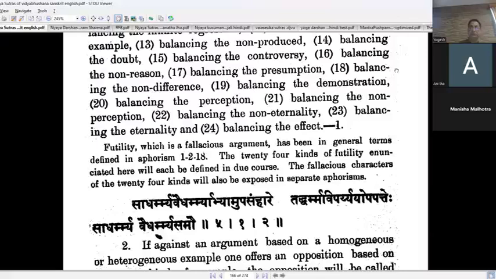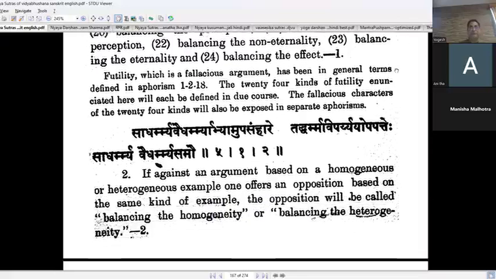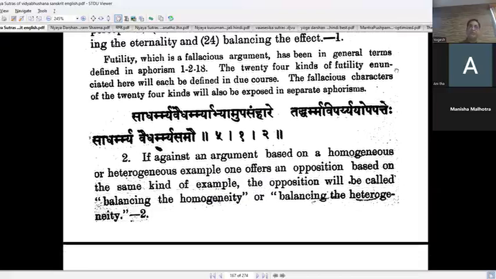So the second sutra starts with the first kind of jati. Sadharmya vaidharmya dharma abhyam upsamhare tat dharma viparyaya upapattehe sadharmya vaidharmya samo. This we saw also, even saw the first argument here. What is being said is that there are two kinds of jatis, sadharmya sama and vaidharmya sama. In these two kinds of jatis, the refutation is done in two different ways.